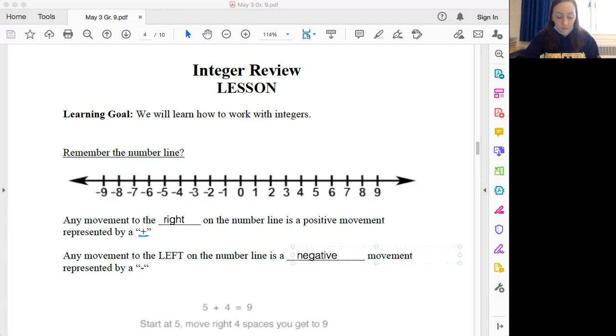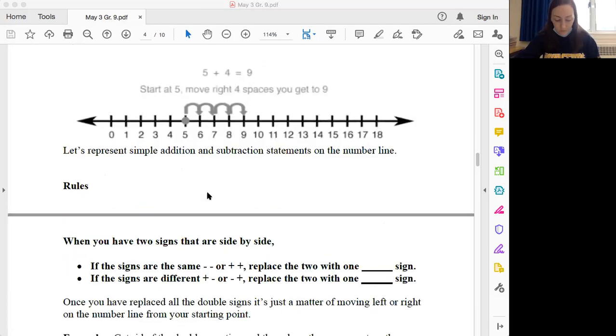Okay. So for example, if we look at 5 plus 4, you're going to start at 5 here. And because it's a positive movement, you're going to move to the right. So you're going to go 1, 2, 3, 4, and this will be your answer. So 9. Okay, so I'm erasing this and moving forward. Like we just said, if you start at 5 and you add 4 on the number line, it'll give you your answer. And because it's a plus, we're moving to the right. If it would have been 5 minus 4, you would have been moving to the left here.